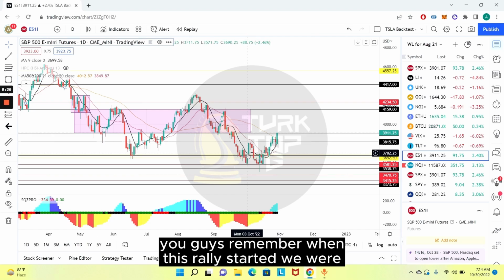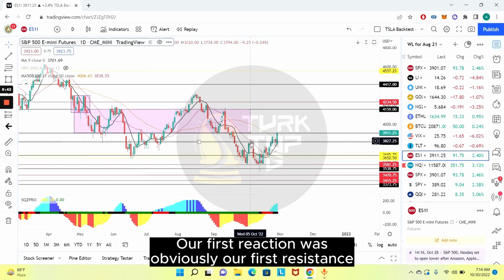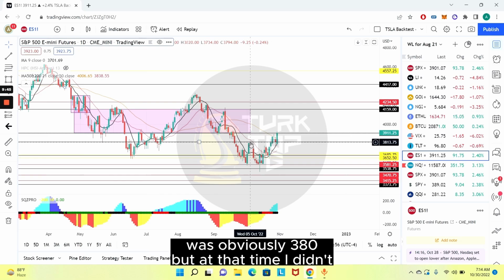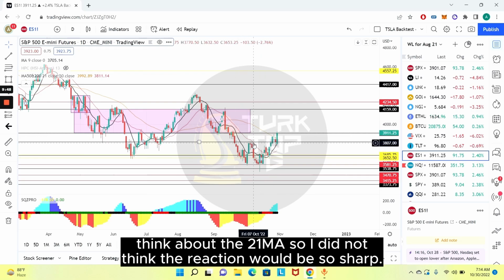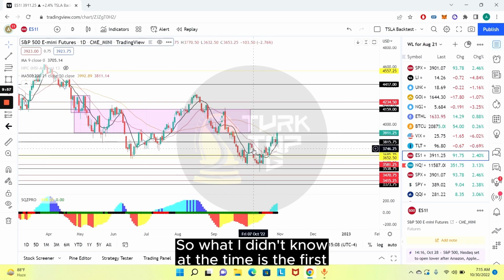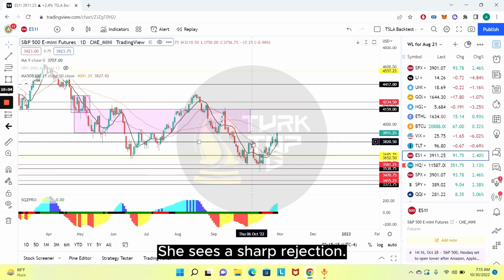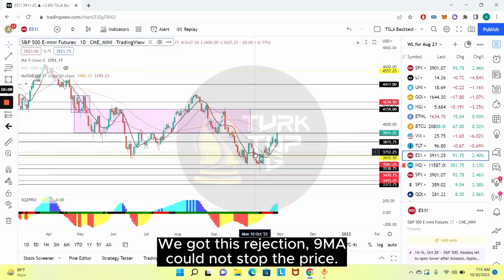And if you guys remember, when this rally started, we were like, all right, this price might go all the way to the 50 MA. Our first reaction was obviously, our first resistance was obviously 380. But at that time, I didn't think about the 21 MA, so I did not think the reaction would be so sharp. I thought we would consolidate here at 380 a bit and then go higher. So what I didn't know at the time is the first move to the 21 MA after a 9 MA downtrend sees a sharp rejection. We got this rejection.